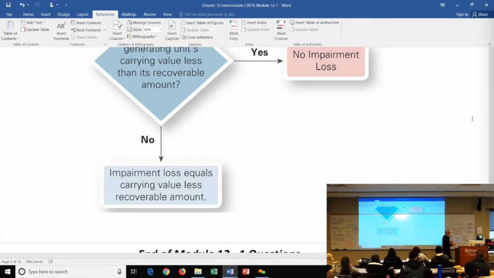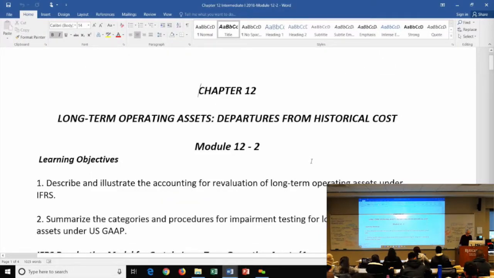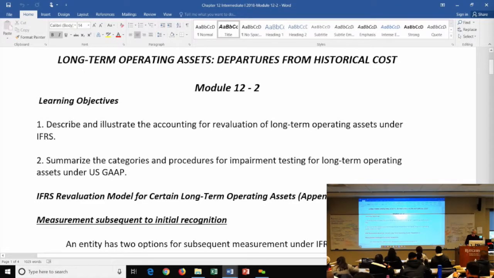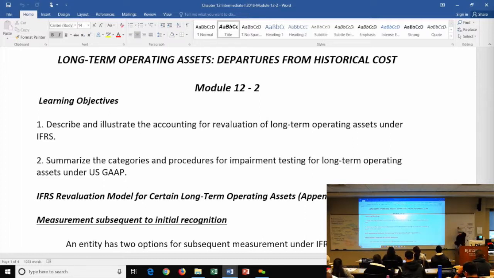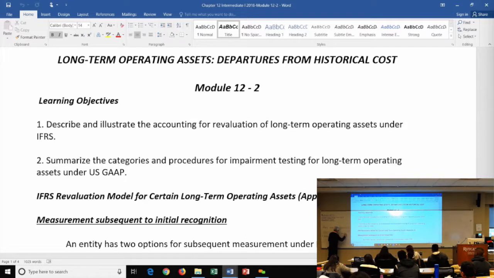Next, go to the next module and find out that this is a unique accounting practice for IFRS, and this is a revaluation model. So that when you look at international accounting standards, you are permitted to carry your intangibles or plant assets either at cost or revaluation. On the revaluation model, you carry the asset at fair value. So this is unique to IFRS.